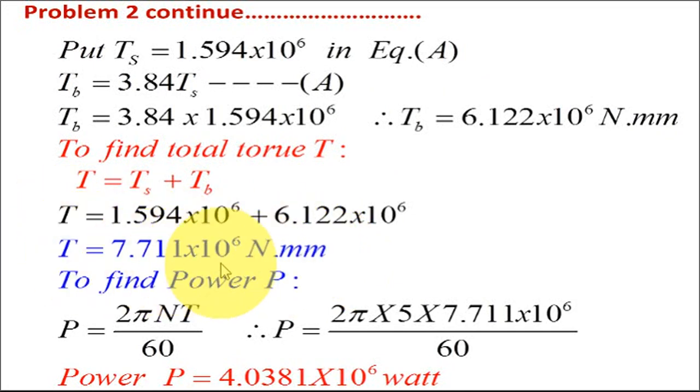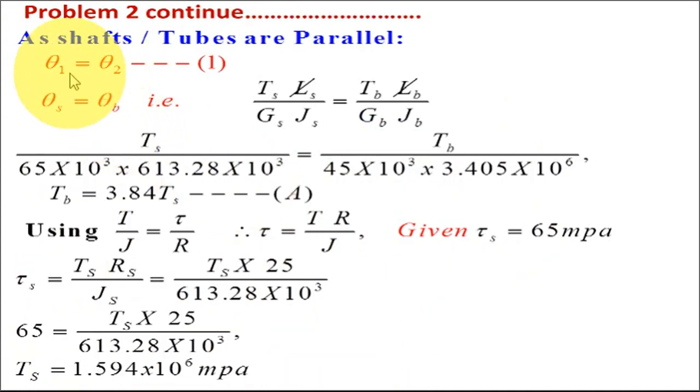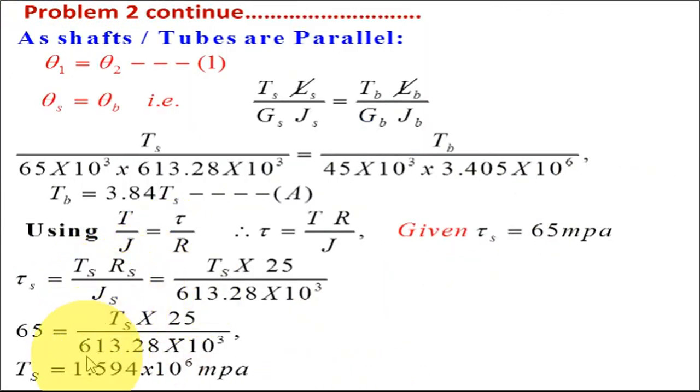So our aim was to find out torque T, and we have calculated torque T. How was it calculated? See the problem: from the initially given values, we calculated the polar moment of inertia. Then we equated the thetas. We plotted the relation between T S and T B. Then as tau S is known, using that you calculated the first value of torque transmitted by steel, or even you can use this 40 MPa as the torque transmitted by bronze. Find similar values using this relation. You can find out tau B separately and then use equation 1a to find out T S.